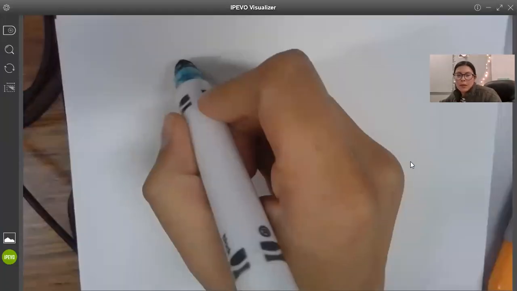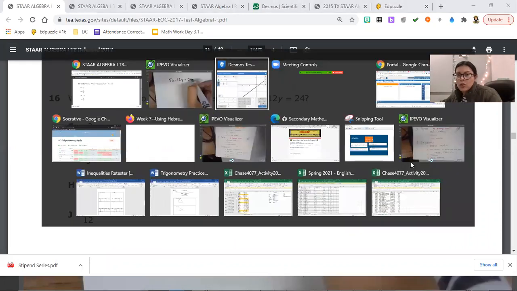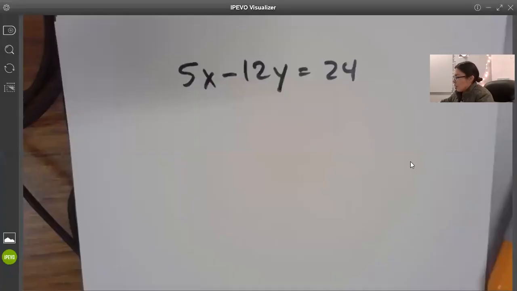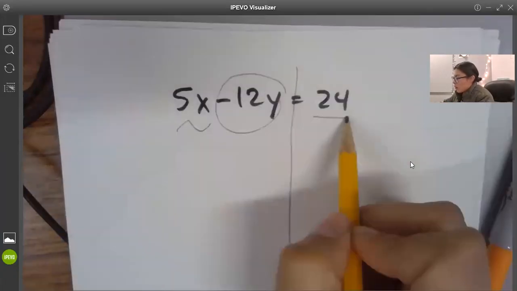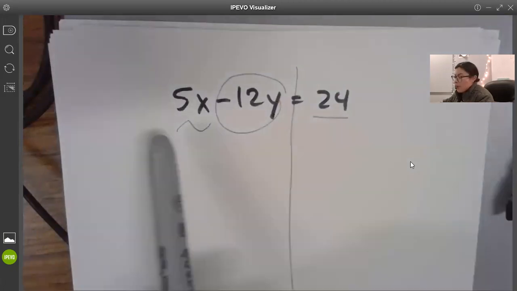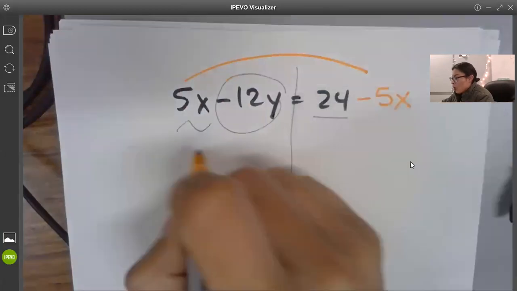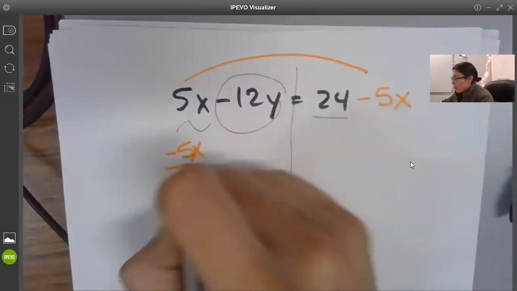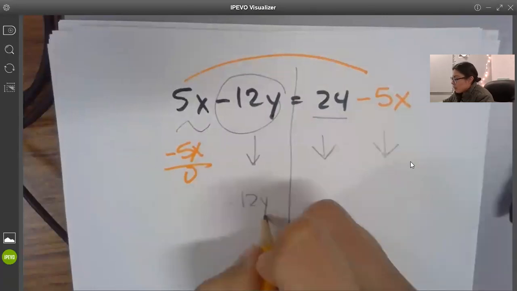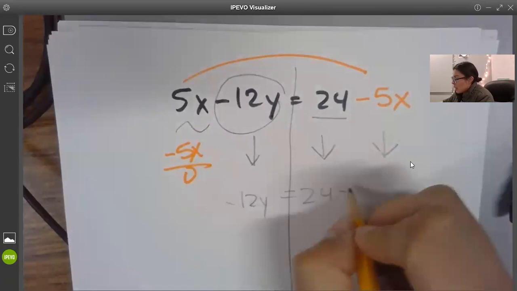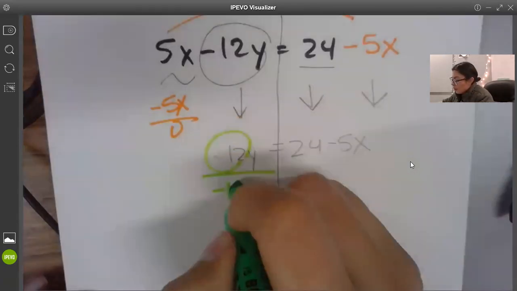All right, so we have to solve. And now this has an x, this is a y, no x, no y. So because this doesn't have a y, it needs to move. It's positive, so it's going to turn to negative, or we subtract it. 5x minus 5x gives you 0. Let's bring this down. Okay, and then I'm going to divide by what's in front of the y, which is this -12.